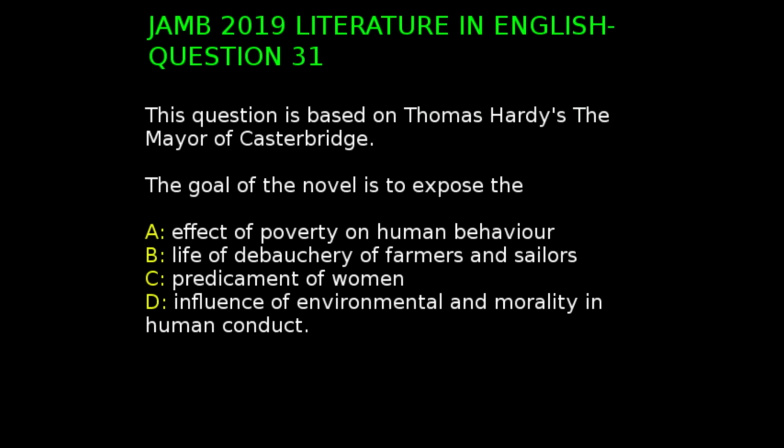JAMB 2019 Literature in English question 31. This question is based on Thomas Hardy's The Mayor of Casterbridge. The goal of the novel is to expose the A. Effect of poverty on human behavior, B. Life of debauchery of farmers and sailors, C. Predicament of women, and D. Influence of environmental and morality in human conduct. The answer to this question is D. Influence of environmental and morality in human conduct.